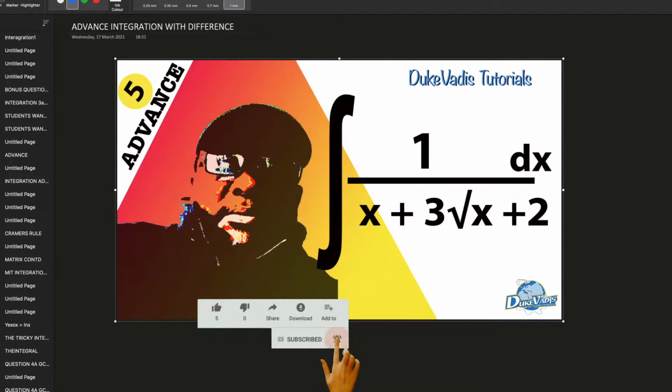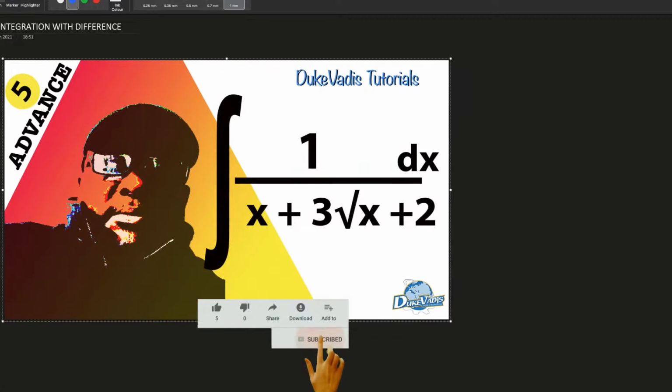This is our integration today. This is an advanced integration, and our question is the integral of 1 over (x + 3√x + 2) dx. This is our integration in question that we're supposed to solve today. Beautiful. So we're about to set the ball rolling.